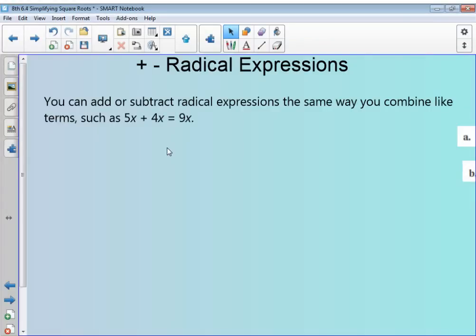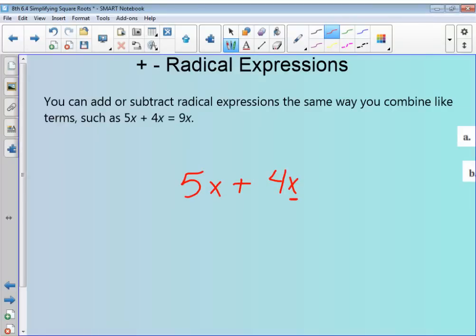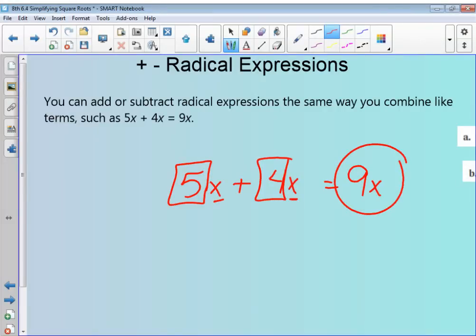So if we had 5x plus 4x, we know that as long as they have the same label, the same ending, here they both have x's attached to them, we can go ahead and add these front numbers. So 5 plus 4 would give us 9x. This is simplifying like terms. We're going to use that same concept to work with simplifying radical expressions.